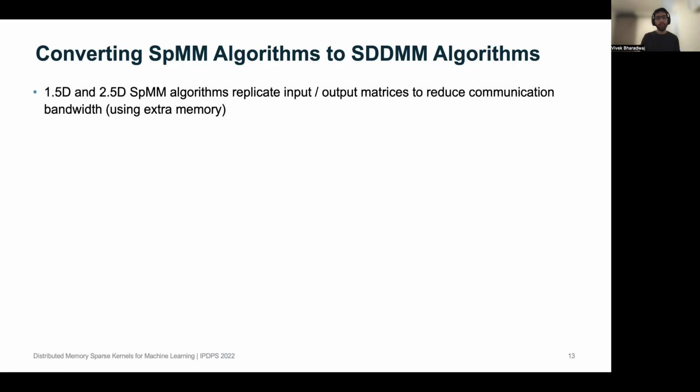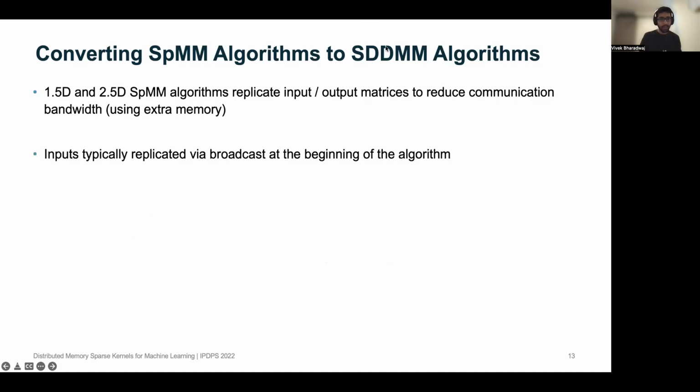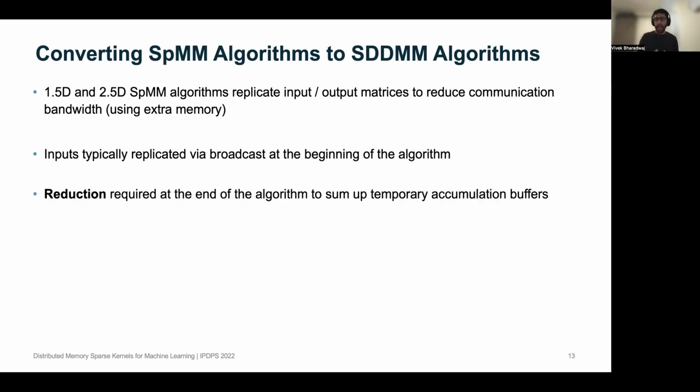Now, this isn't the full story. 1.5D and 2.5D SpMM algorithms replicate the input and output matrices to reduce communication bandwidth, and they use extra memory in the process. Now, inputs are typically replicated through a broadcast at the beginning of the algorithm. And if we replicate an output, we're going to need a reduction to sum up any temporary accumulation buffers.